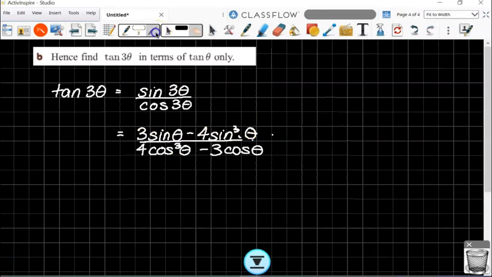And in terms of tan only, yeah, okay, good luck. Good luck to you. Do your thing. No. Okay.